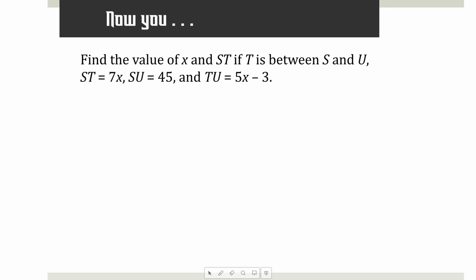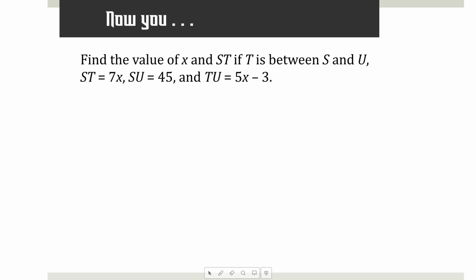Okay, so again, solving for x. Walking around the room, it seems that everybody got 4 for x. But again, notice there's 2 questions in this problem. What is x and what is ST? How do you find ST? Plug and chug. Take the value of 4 and put it into the equation.